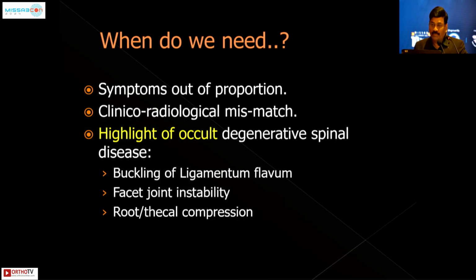As spine surgeons, we need this information when the symptoms are out of proportion: the patient is clinically symptomatic, but you can't document anything on MRI, and there is a clinico-radiological mismatch. You see a big disc at L4-5, but the patient also complains of anterior thigh pain, so you are confused about what exactly is happening. There are also occult lesions which will be revealed. And the post-op spine is one big area where you really want to know the effect of loading on the spine.